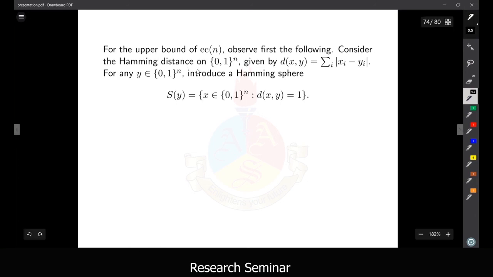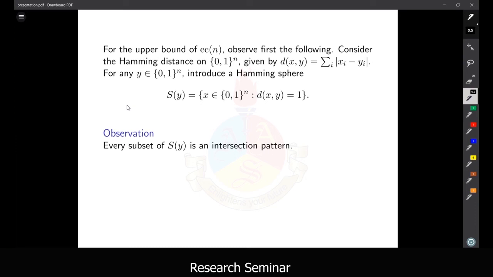So we'll start with introducing the Hamming distance, which is the number of coordinates at which two vectors differ. So actually, we can write it as the sum of absolute values. So also we can introduce a Hamming sphere. So this is just the set of points from our hypercube which are at Hamming distance 1 from some fixed point y. Of course, every such Hamming sphere will consist of exactly n points, because those points which are from the Hamming sphere differ from y at exactly one coordinate.